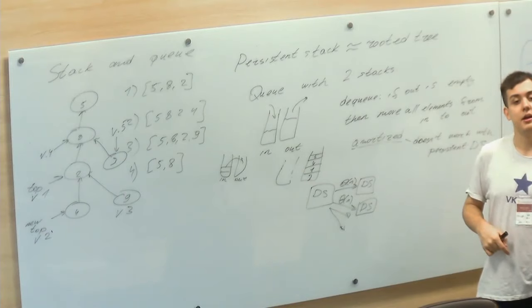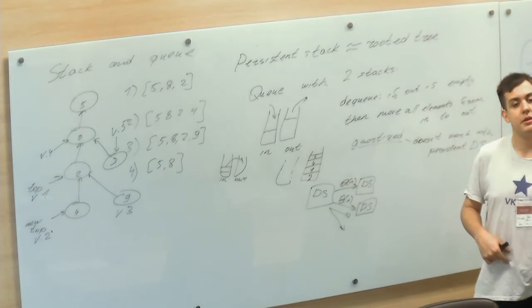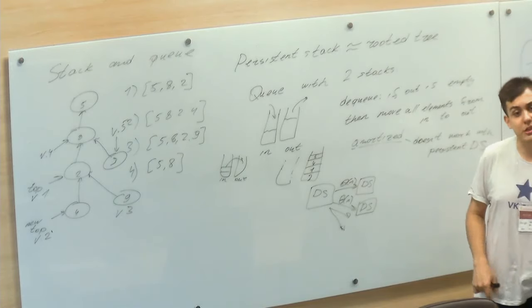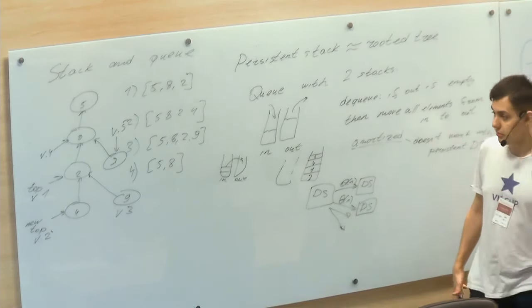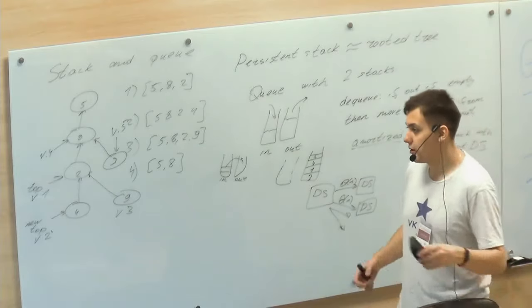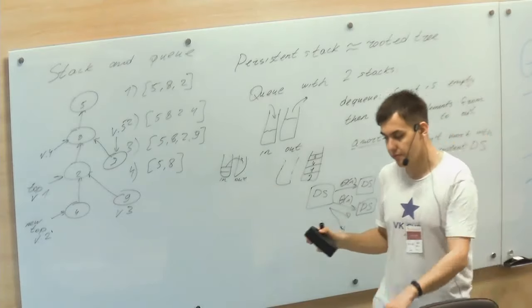Yes? I can't remember correctly, but I think that you can implement a queue with a persistent addition tree, right? Persistent what? Sorry? Addition tree. Yes, yes. We'll talk about more complicated data structures right now.